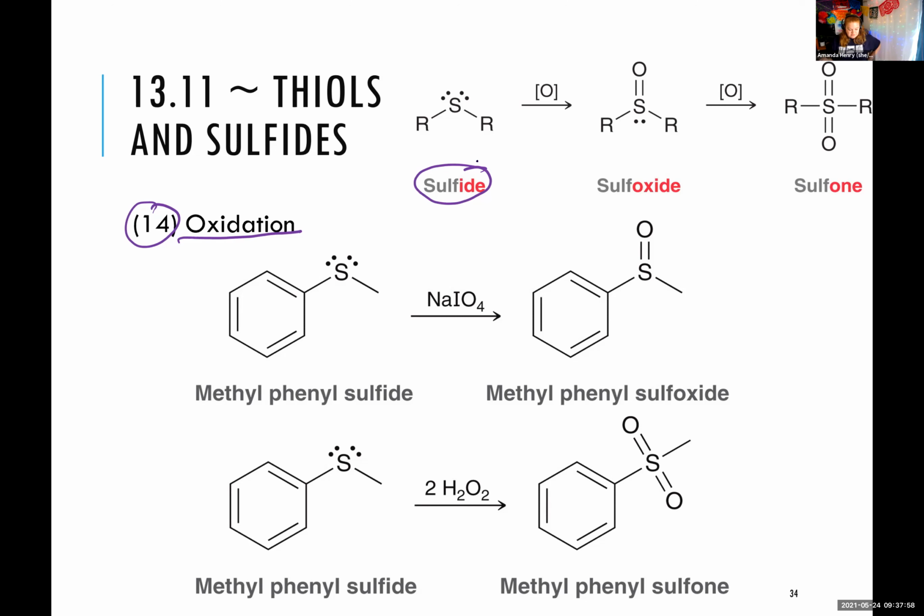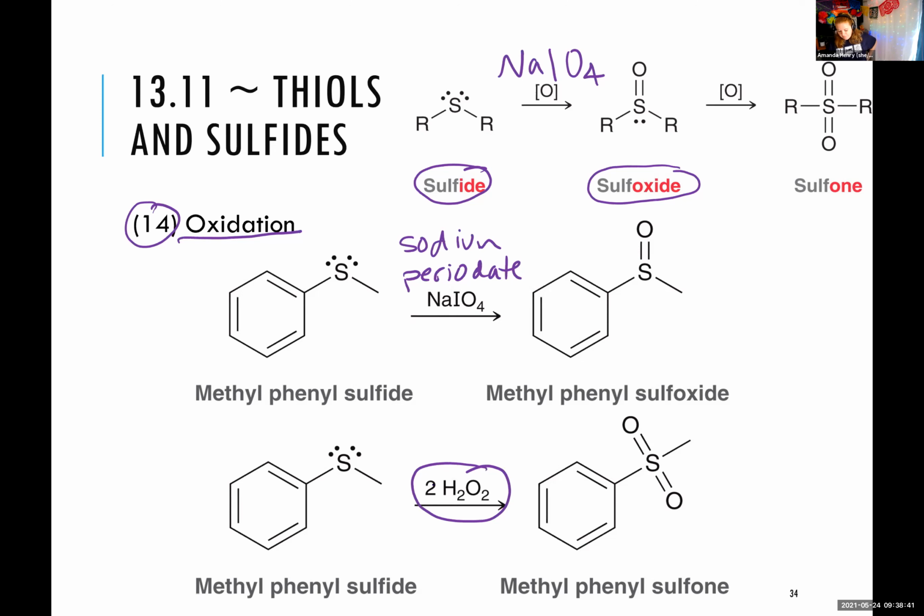If we react it with sodium periodate, NaIO4, we will create a sulfoxide, so a sulfur with a double bonded oxygen. We've seen that name before because we used DMSO as one of our solvents, which is dimethyl sulfoxide. So if our R groups are methyls, that would be DMSO. And then if we react our sulfide with two equivalents of hydrogen peroxide, it will create a sulfone. So now we have those two R groups attached and two double bonded oxygens.